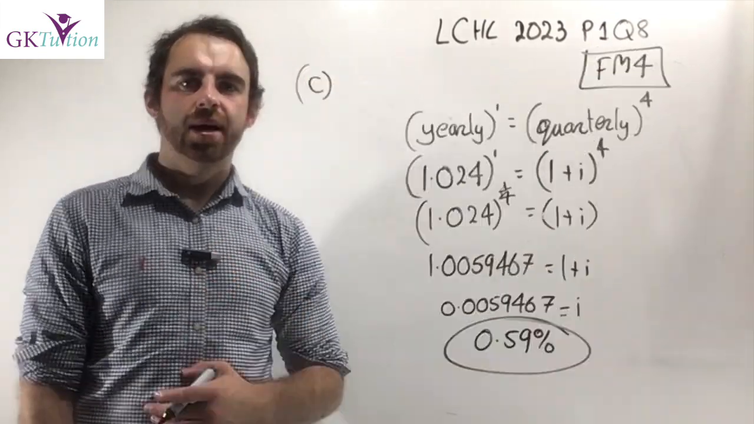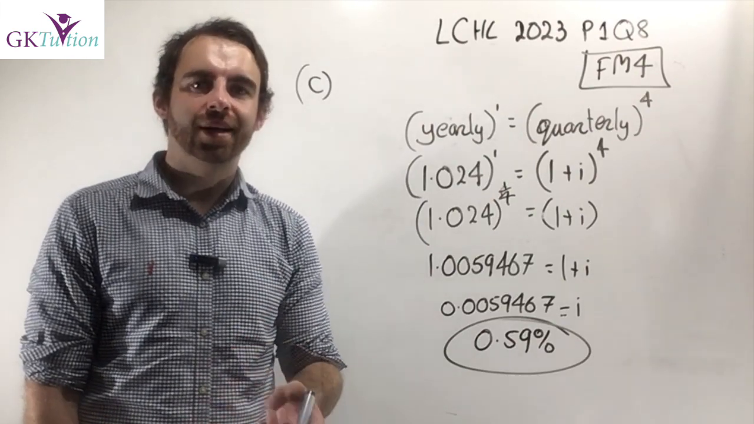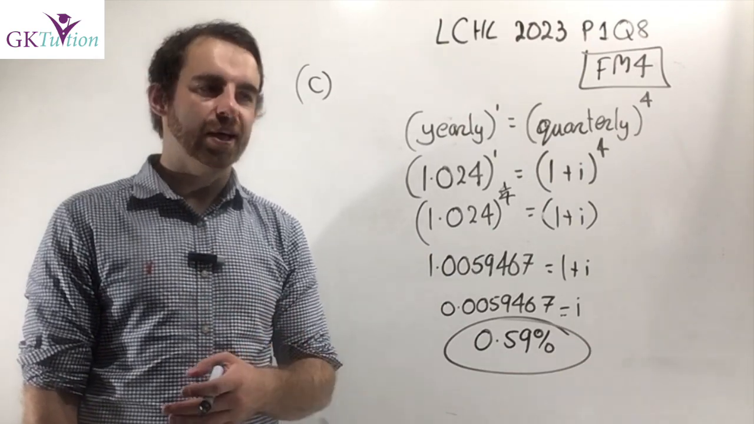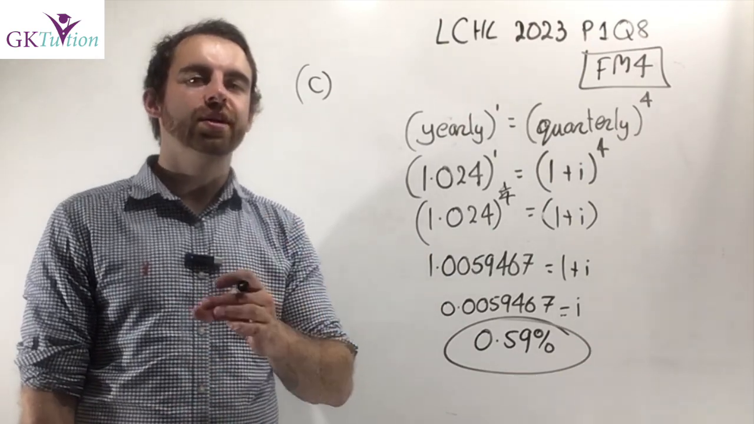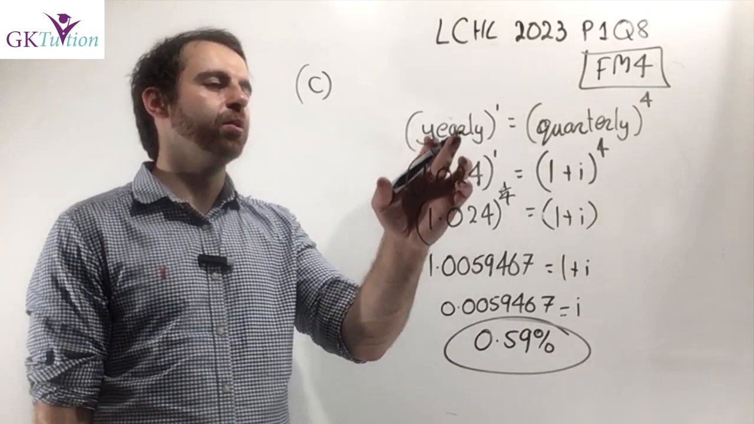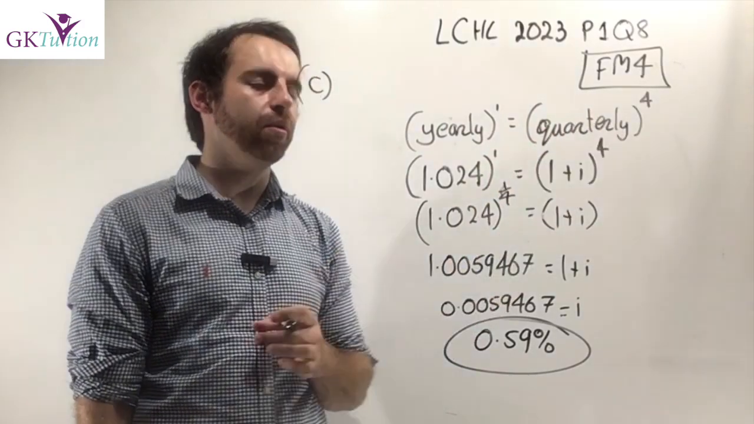In part C, we're told that Fiona is taking out a loan and that she plans to make quarterly repayments. The annual interest rate is 2.4%. So we need to figure out what the equivalent quarterly interest rate is. The way I'd always set this up is that the yearly interest rate to the power of 1 equals the quarterly interest rate to the power of 4.